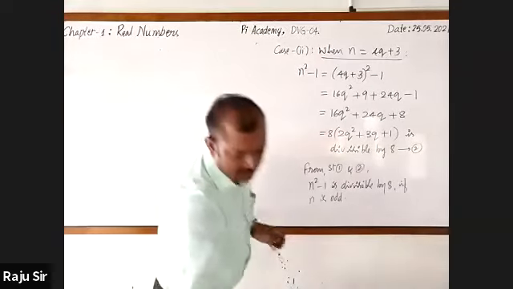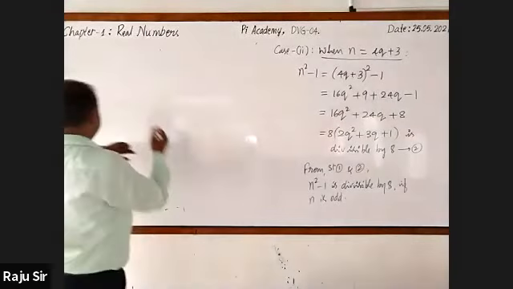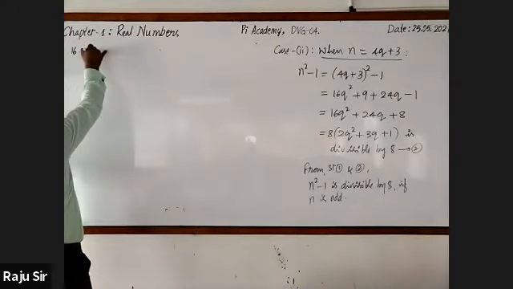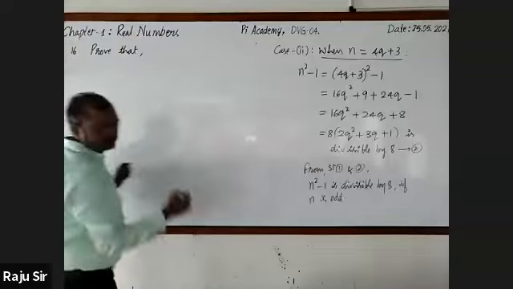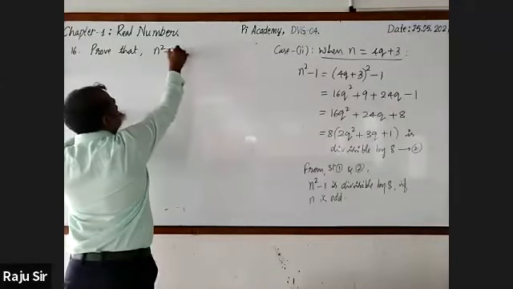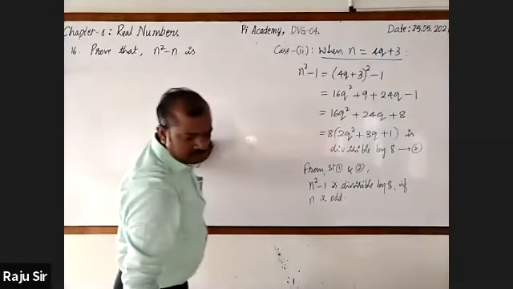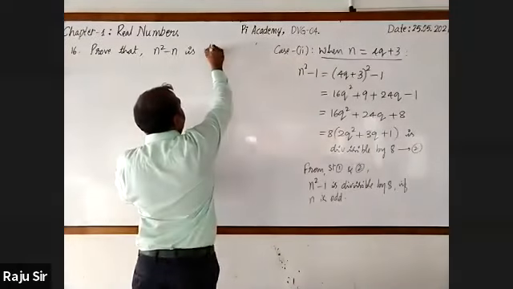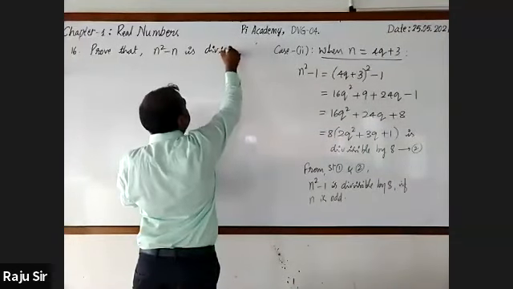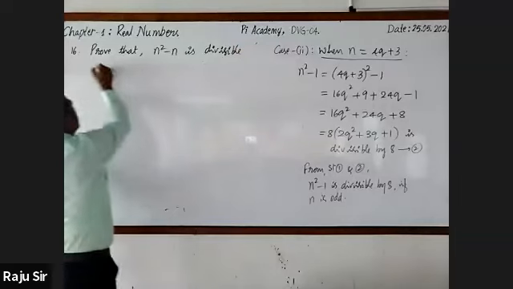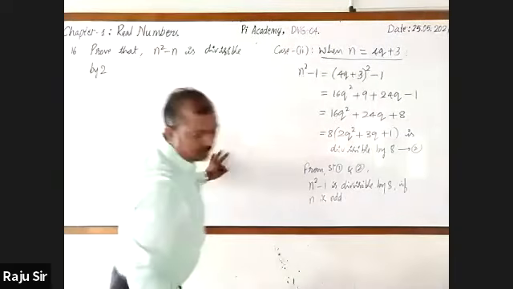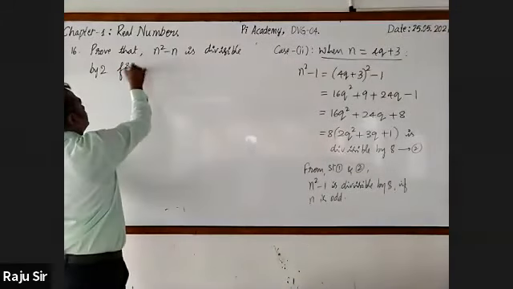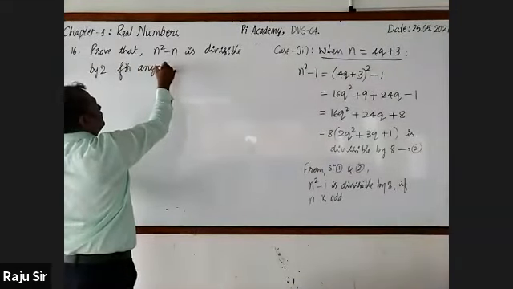Prove that n square minus n is divisible by 2 for any positive integer.